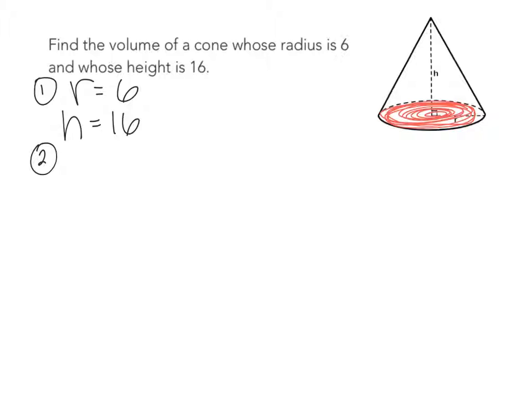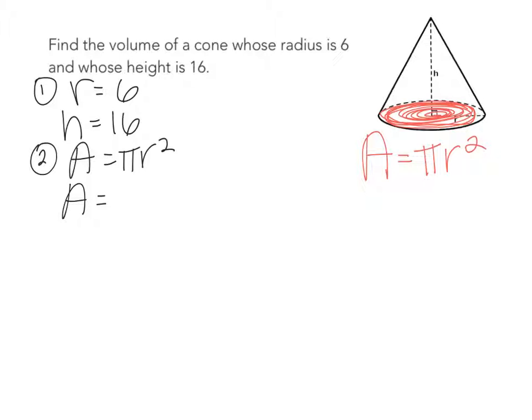I need to find the area of the base, which means I need to remember the area of a circle is pi r squared. Let's write that in. Area equals pi r squared. Let's plug in what we know. Area equals pi 6 squared. So area equals pi, this is really 6 times 6. So area equals pi times 36.